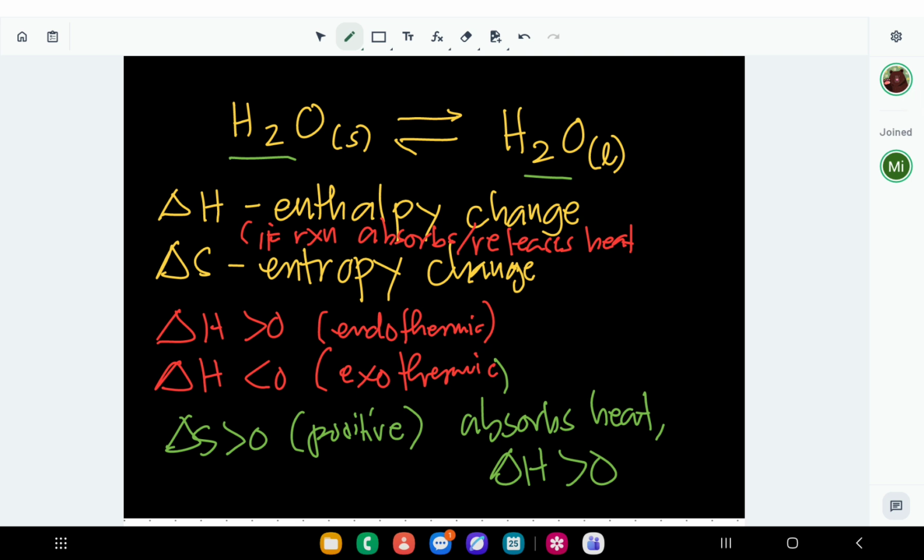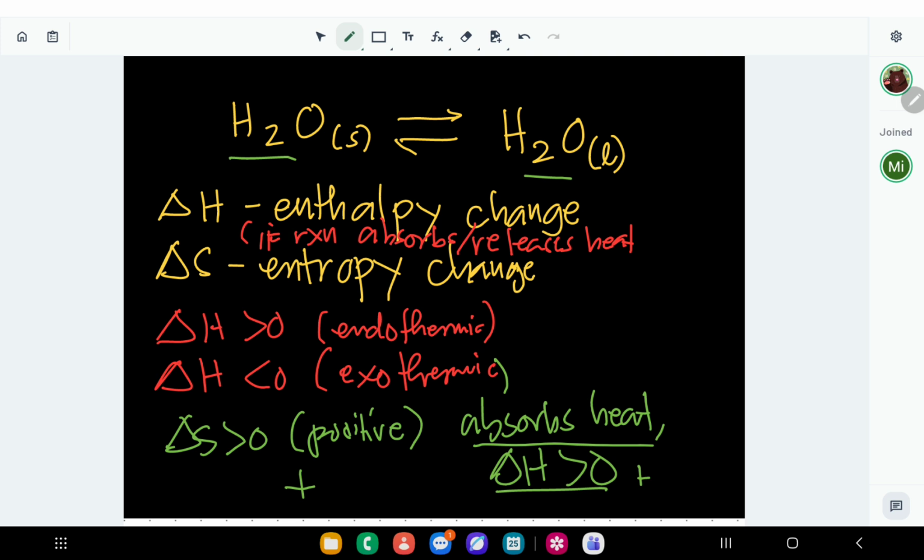So what will happen here? Delta S is greater than 0. Liquid is more disordered than solid. And then the melting requires heat, so it absorbs heat. So delta H is greater than 0. So the sign would be positive, and this one is also positive.